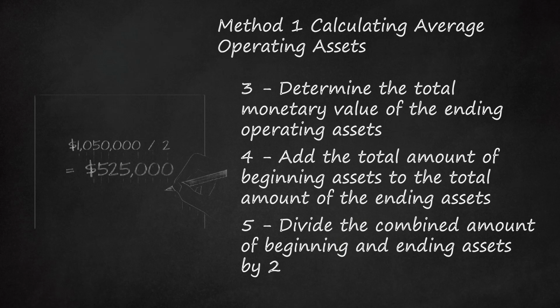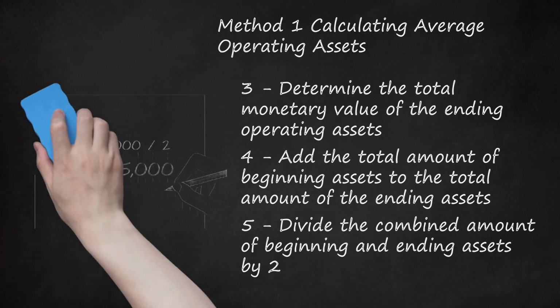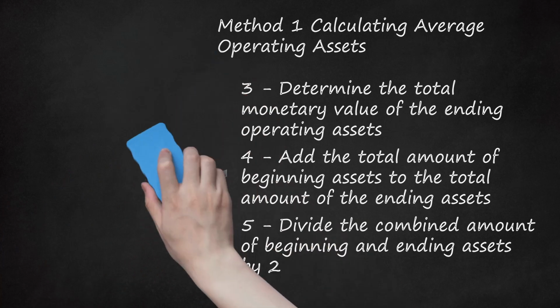For example, divide $1,050,000 by 2 equals $525,000. Compare this to previous quarter's numbers. If it is higher, look into reducing accounts receivable levels or reducing inventory.